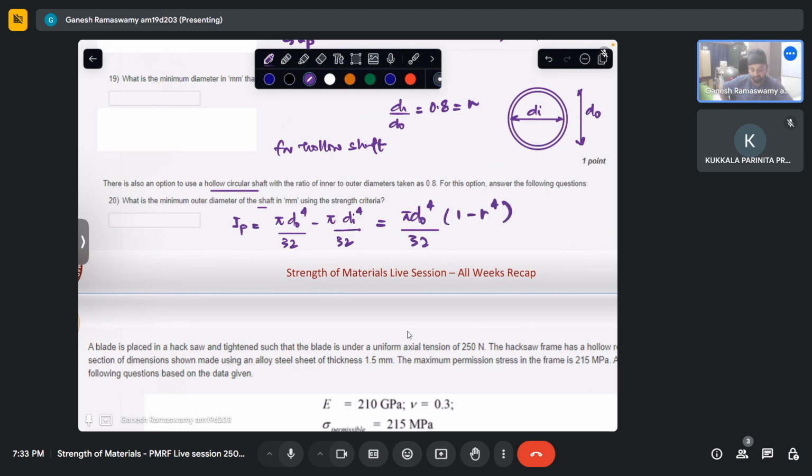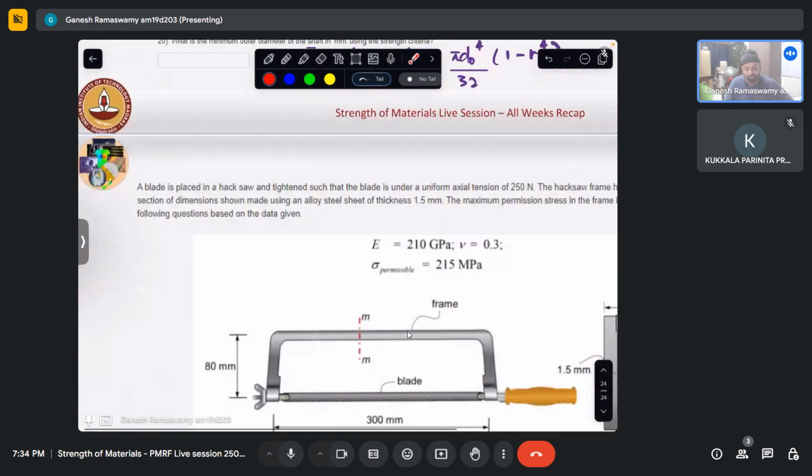So when it is solid, this quantity will be absent. Why? Because if the inner diameter goes to 0, we can clearly see r becomes 0. If I put r as 0 here, it will get back to the moment of inertia of a solid shaft. So this is all the differences. I encourage the viewers to attempt this problem with that background in mind.